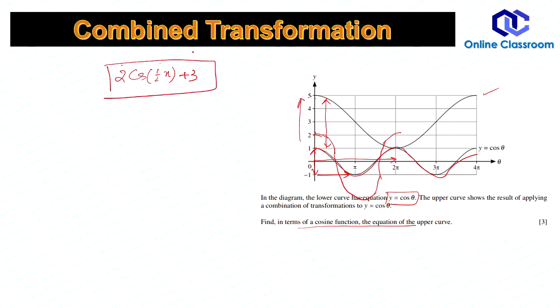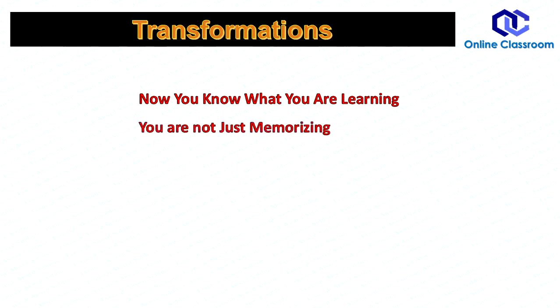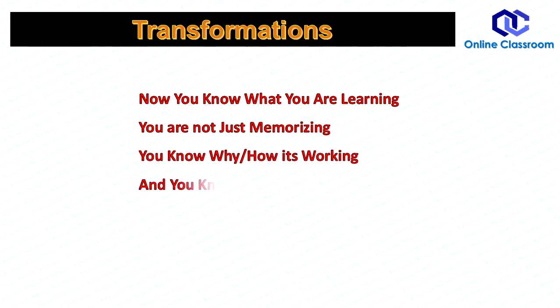A very good question that may give a challenge to the student if they don't have the clear idea. Please do it yourself, and then you get the idea clear. Right, now we have done this chapter of transformation. I'm sure you know what you have learned. What are you learning here? You're not just memorizing or rote learning, and you know why and how these properties, these features, these transformations work graphically especially, and you know where this can be used.